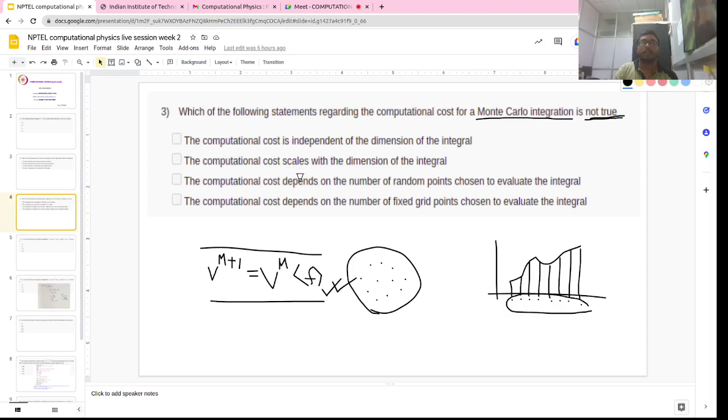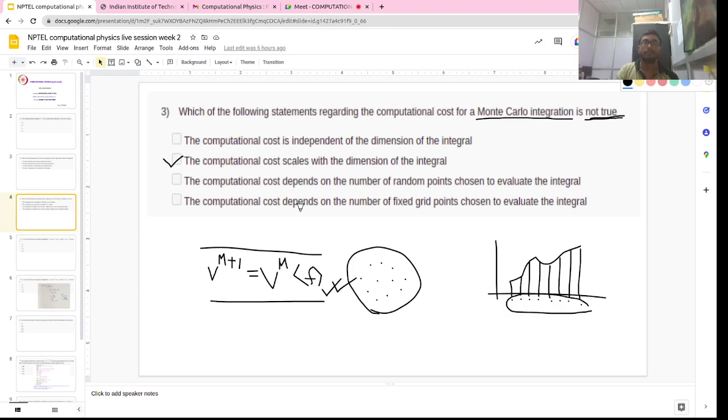Then the next statement says that computation cost scales with the dimension of the integral. If it is independent, then it cannot scale with the dimension of the integral, right? So this will be an incorrect statement, and for this question this will be a correct answer.